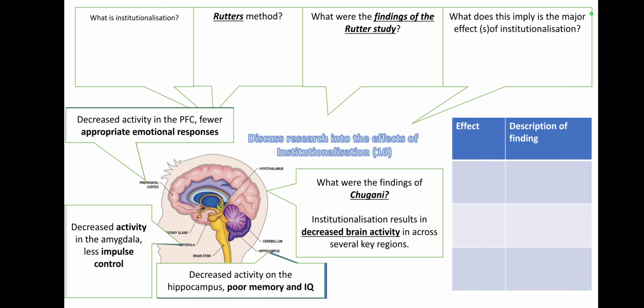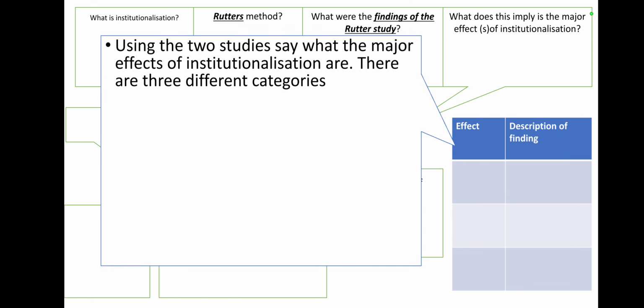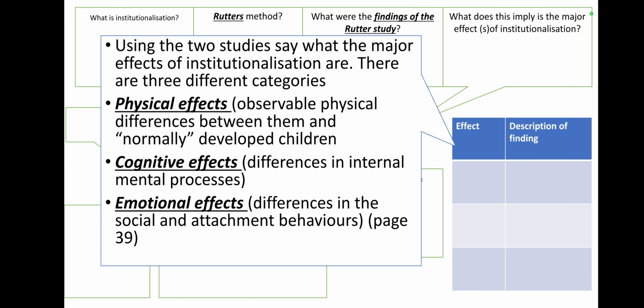So that's a review of both of your core studies for the effects of institutionalisation. On the right hand side, you would also get the opportunity to talk about the different categories of effect. So they are split into three, as I referred to at the start of the lesson. Hopefully you can remember what they are. So we've got physical, cognitive and emotional.